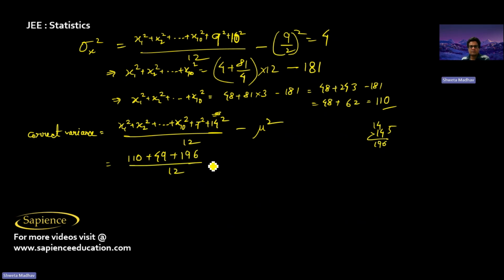That divided by 12 minus 14 by 3 whole square. This will be 196 plus 110 plus 49. This we have to add. So this is 9 plus 6, that is 15. And 9 plus 1, 10. 10 plus 5, 15. This is 3. Plus 1 plus 1, that is 3. So 355.